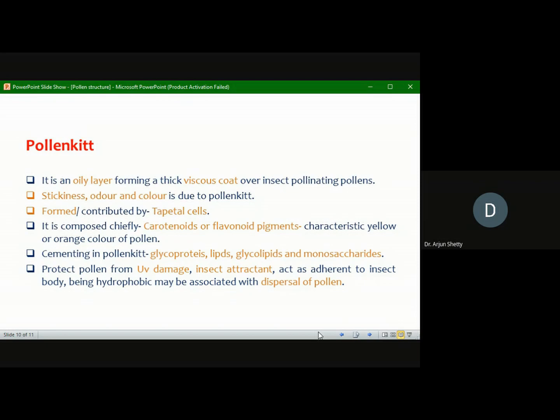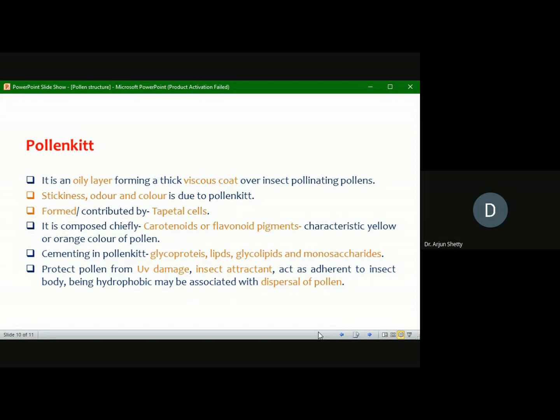Stickiness helps it get attached to the body of the insect, and the odor as well as the color attract the insects for pollination. Because of the presence of the pollen kit only, we can see these three important characteristics. And these three different compositions of the pollen kit are also supplied by the tapetum itself.